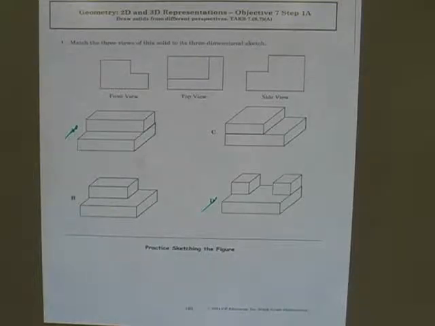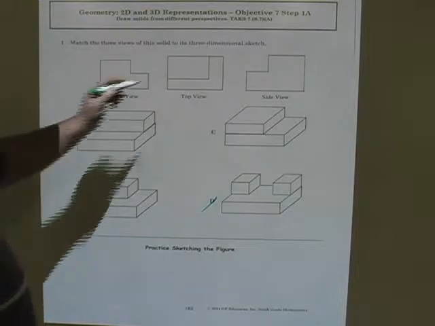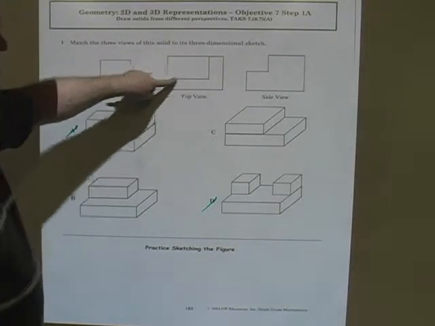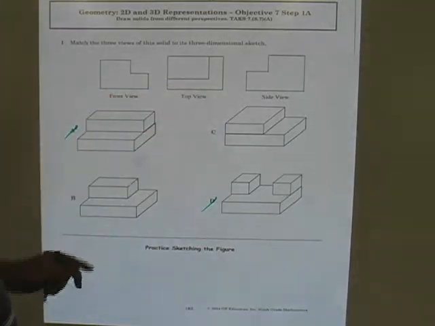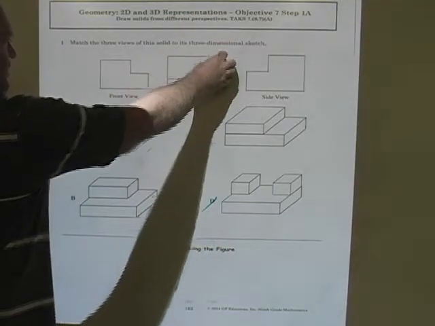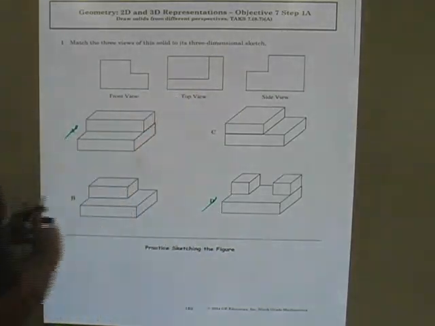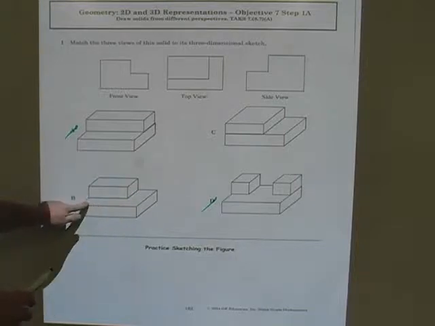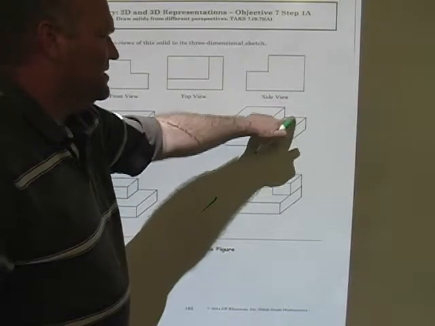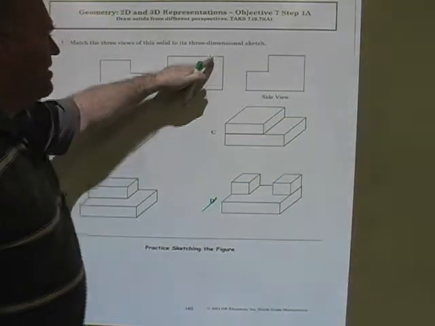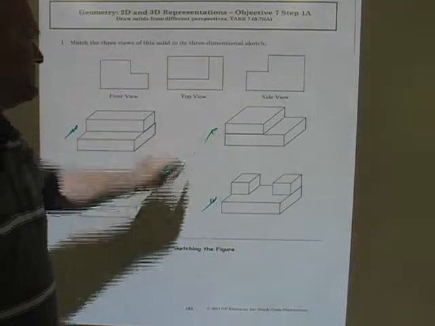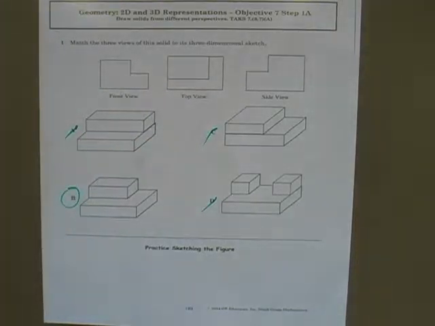So now you want to look at the top view, and you notice on the top view here, you have kind of a backwards L shape right here on the right and on the bottom. And I can see that B has that right there. C does not. It just has a piece over here on the right. It has that, but it doesn't have this. So the answer is B.